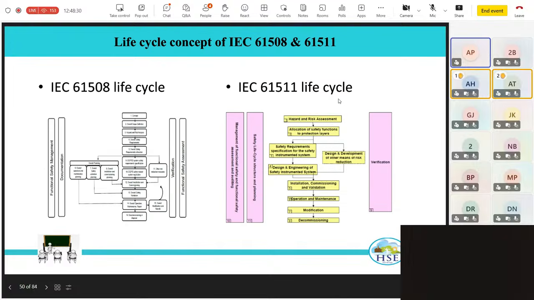Now, this is the life cycle concept. Probably again you have to share that. Yeah, 1 minute, I will share that. This is 508.